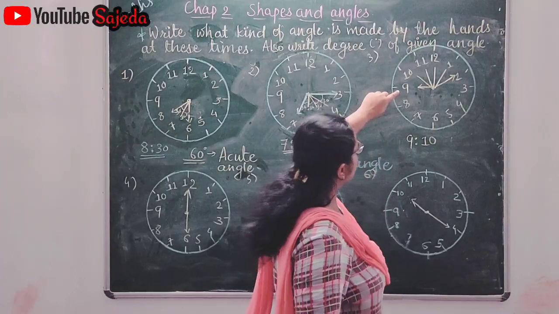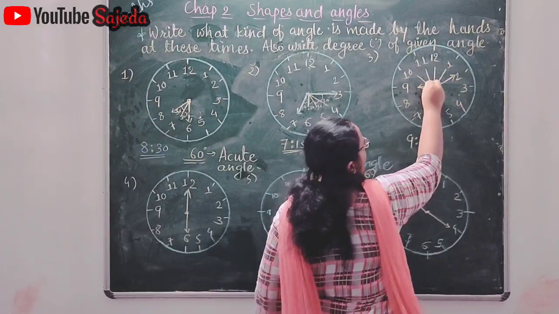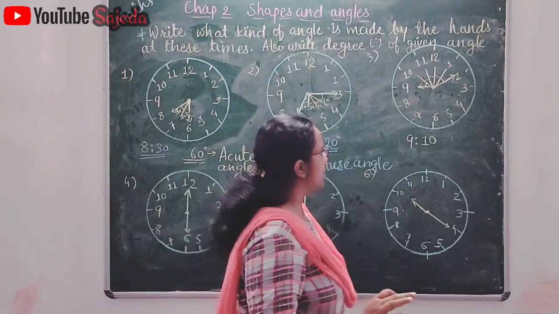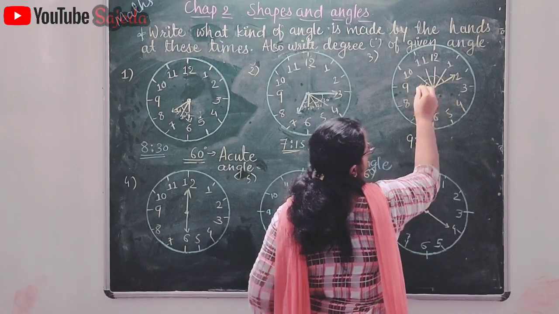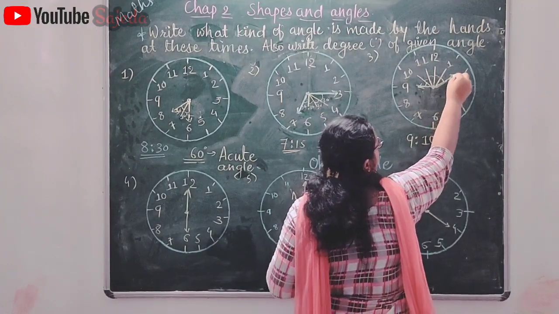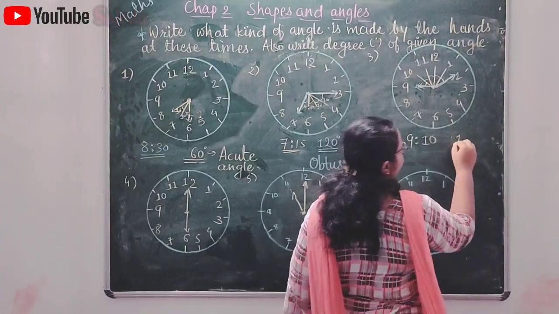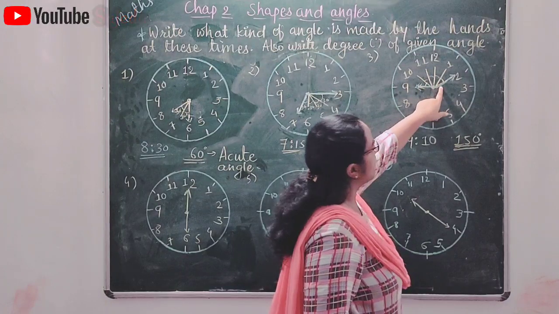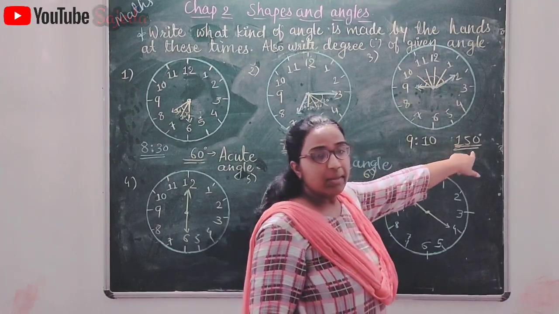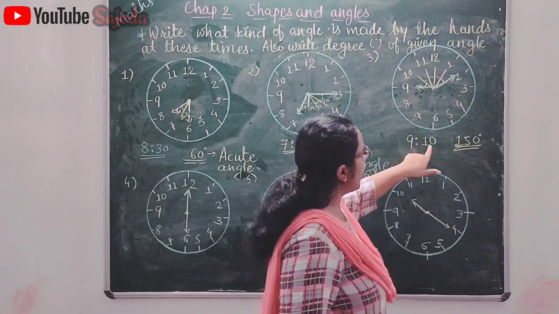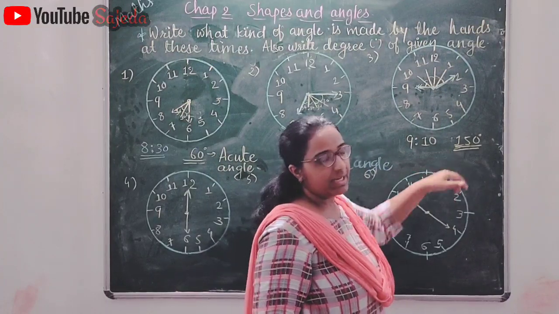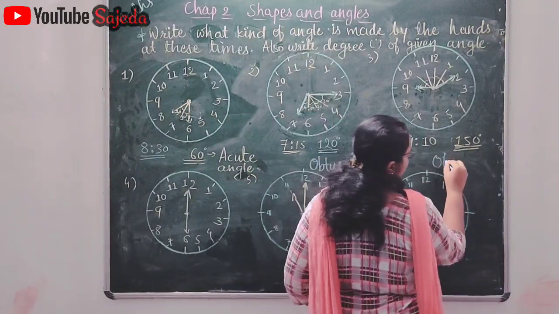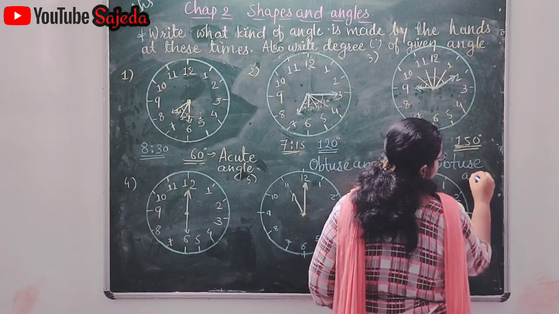So here between these two digits 9 and 2 there are 1, 2, 3, 4, 5 angles of 30 degree each. So we can say that the angle formed at 9:10 is 150 degree. And 150 degree is more than 90 degree, so we can say that it is an obtuse angle.